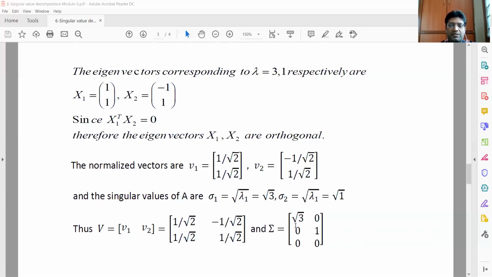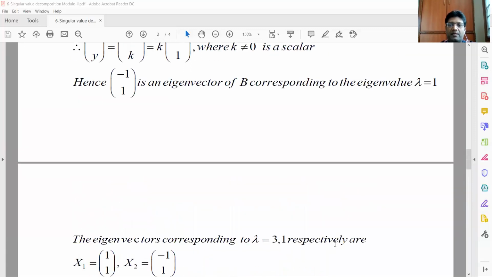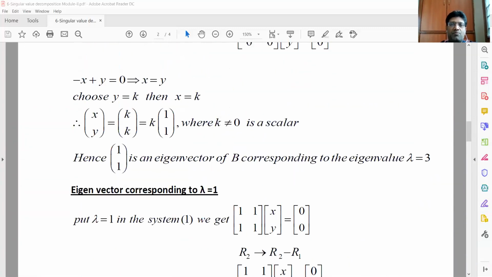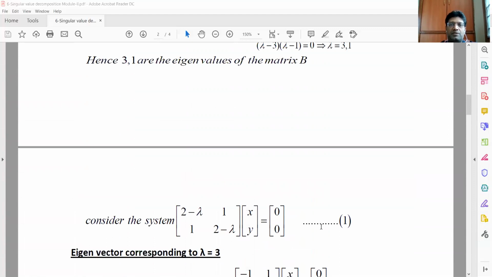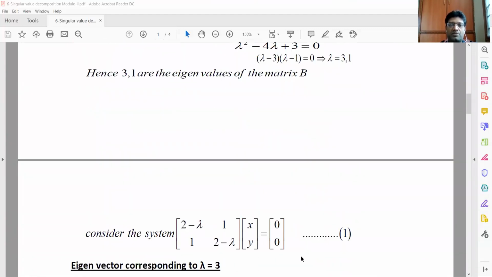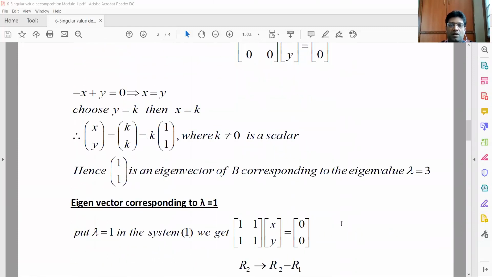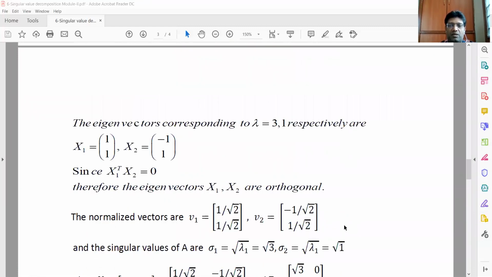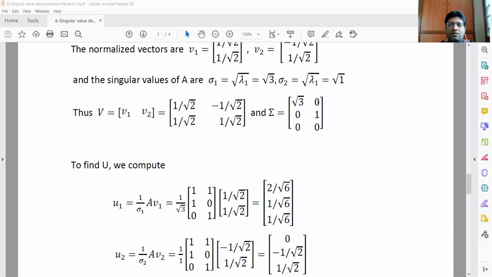The sigma order, if you go back and see, in the beginning, is 3 by 2, 3 rows, 2 columns. So first we have to construct 3 rows, 2 columns. So the first principal diagonal entry is root 3. The second principal diagonal entry is 1. Remaining you have to keep as 0s only. So we got V and sigma.